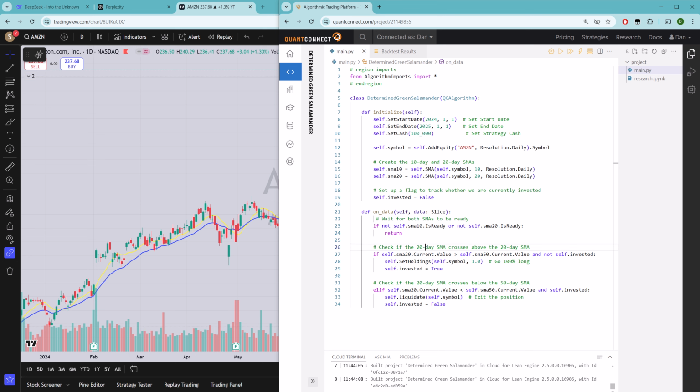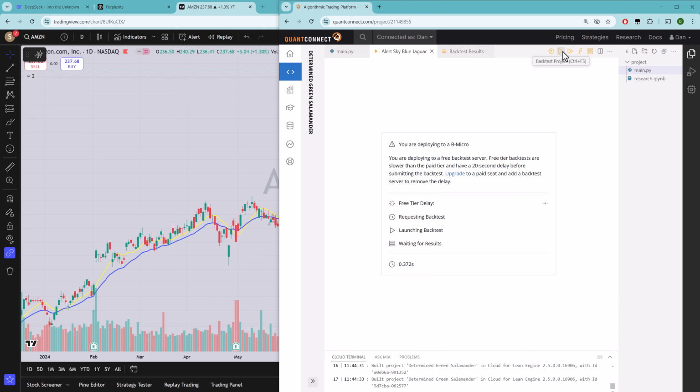Let's also update the comment. When the 10 crosses above the 20, and finally, 10 crosses below the 20-day SMA. Okay, we are going to keep the same year, same amount. Let's hit the backtest project button to see the results of this.